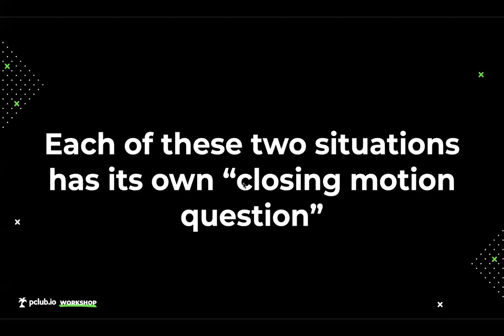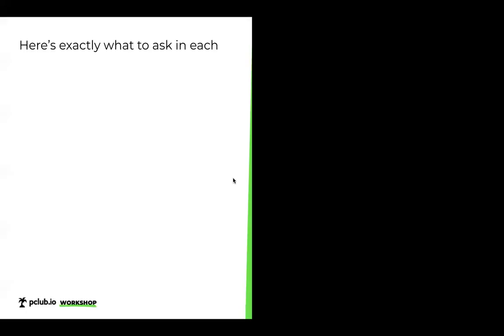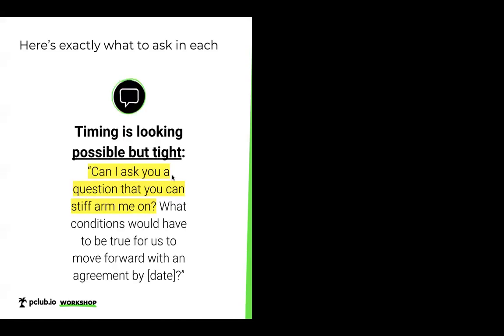So each of these two situations has its own closing motion question. Okay, you're going to ask a different question to your buyer based on which of those two situations this particular deal falls within. And so here's what to do. As you've gone through the first techniques in this course and you've understood the remaining path, right, using some of the questions I taught you in the previous parts of this course, once you identify what deal it is in terms of, do you have a very good shot and it's looking good, or you have an okay shot and timing is tight, you're going to ask a corresponding question.